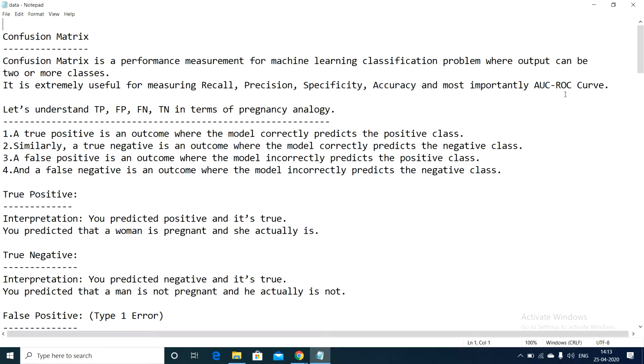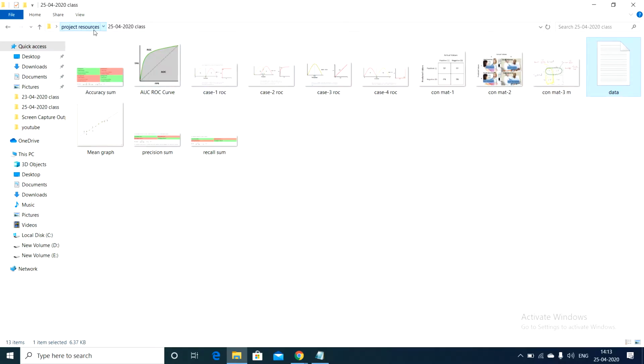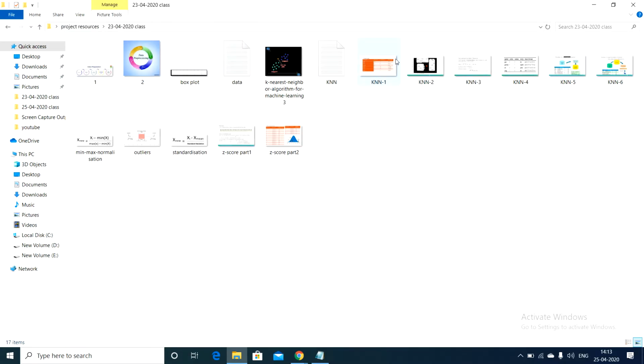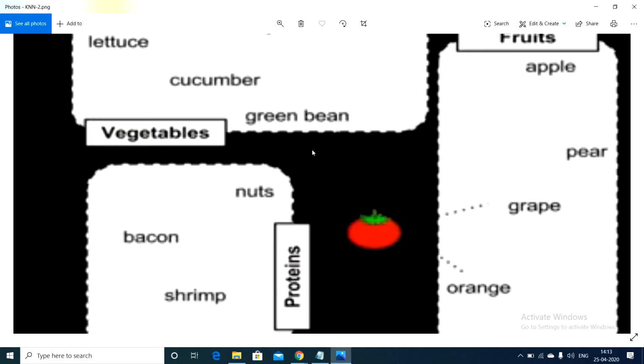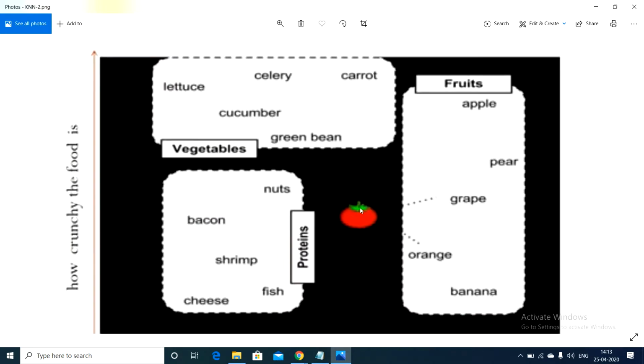Yesterday for the KNN algorithm we had taken an example. Let me show that example once. See, this is the example, right? In this example, we are having three categories. One is the fruits category, one is the proteins category, one is the vegetables category. In these categories, there is one new data that came in. With all this data, we trained our model.